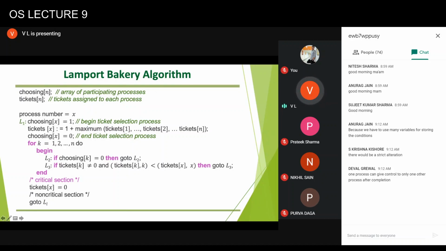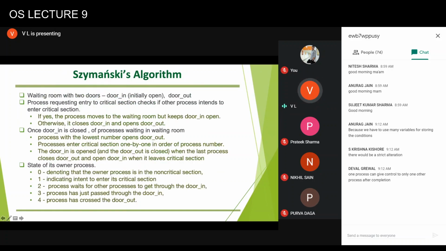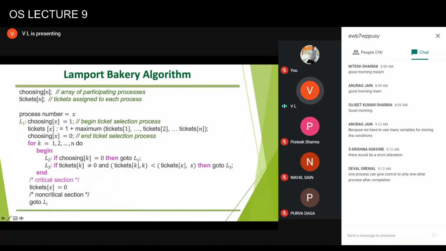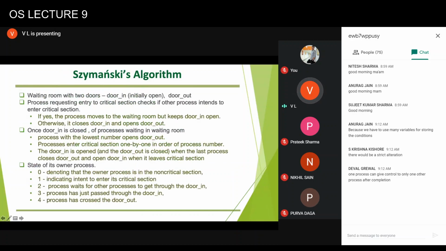So what is happening here? Every process willing to enter the critical section will check whether it wants to enter the ticket selection process or not. If it is in the ticket selection process, it will find the maximum of the tickets and increment it by 1, and then it will end its critical section.